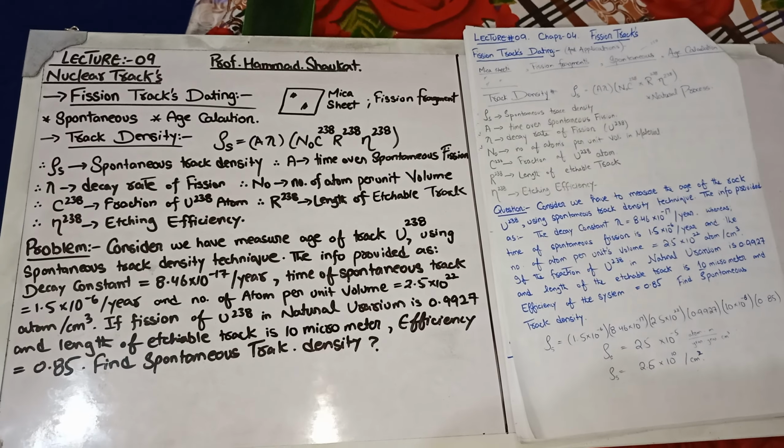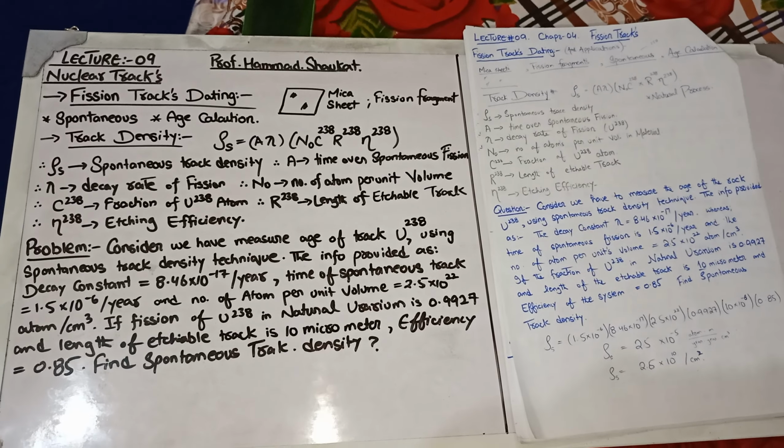Fission tracks can first of all be recognized on mica sheets. Let's suppose this is a mica sheet, and fission tracks can be detected on the mica sheet by these lines. Because they can be detected, it makes fission fragments, and fission is basically a spontaneous reaction. So that we can easily calculate the age of any specimen by fission track dating.